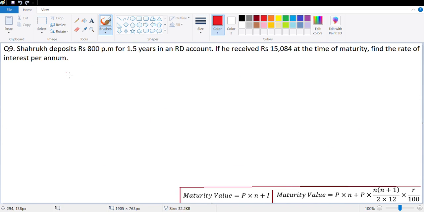Shahrukh deposits rupees 800 per month for 1.5 years. Receives 15084 at the time of maturity, which means maturity value is given. So P is given equal to rupees 800. N is equal to 1.5 year, which is 12 plus 6, that's 18 months. Maturity value is given equal to 15084. We need to calculate the rate of interest.